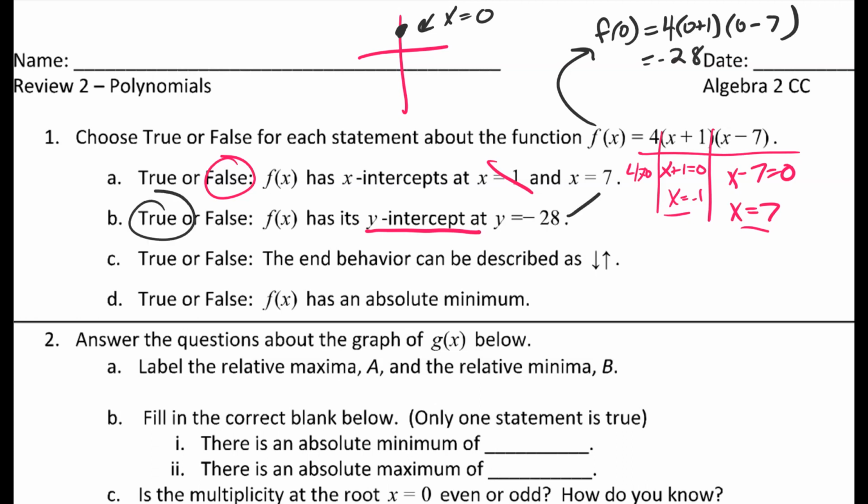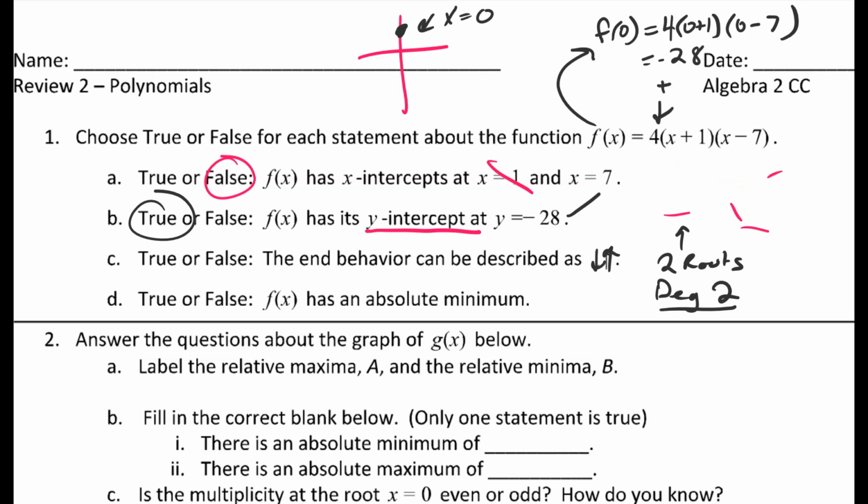So that checks out. For C, the end behavior can be described as down-up. So as x goes to negative infinity, f of x goes to negative infinity, and as x goes to infinity, f of x goes to positive infinity. Well, let's think about the degree of this function. When I solved it, I got 2 roots, which means it must be of degree 2. So there's 2 things you need to consider when you're looking at end behavior. It's the degree, whether it's even or odd, and the sign of the leading coefficient. Now the leading coefficient is positive here.